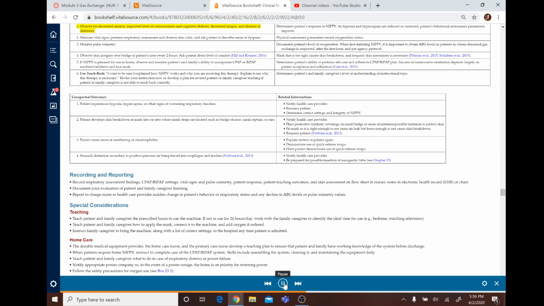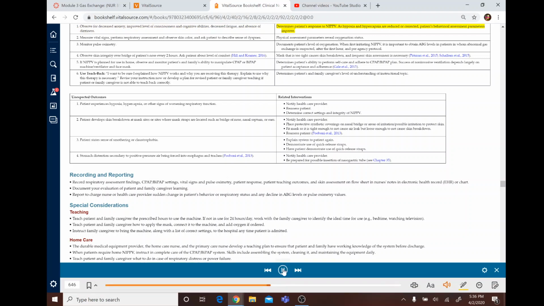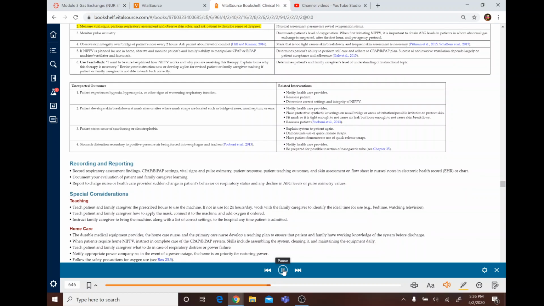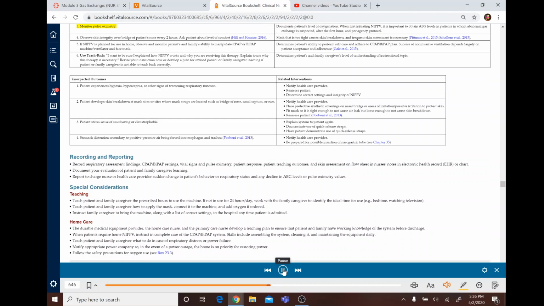Evaluation. 1. Observe for decreased anxiety, improved level of consciousness and cognitive abilities, decreased fatigue, and absence of dizziness. Determines patient's response to NP. As hypoxia and hypercapnia are reduced or corrected, patient's behavioral assessment parameters improve. 2. Measure vital signs, perform respiratory assessment and observe skin color, and ask patient to describe sense of dyspnea. Physical assessment parameters reveal oxygenation status. 3. Monitor pulse oximetry. Documents patient's level of oxygenation.